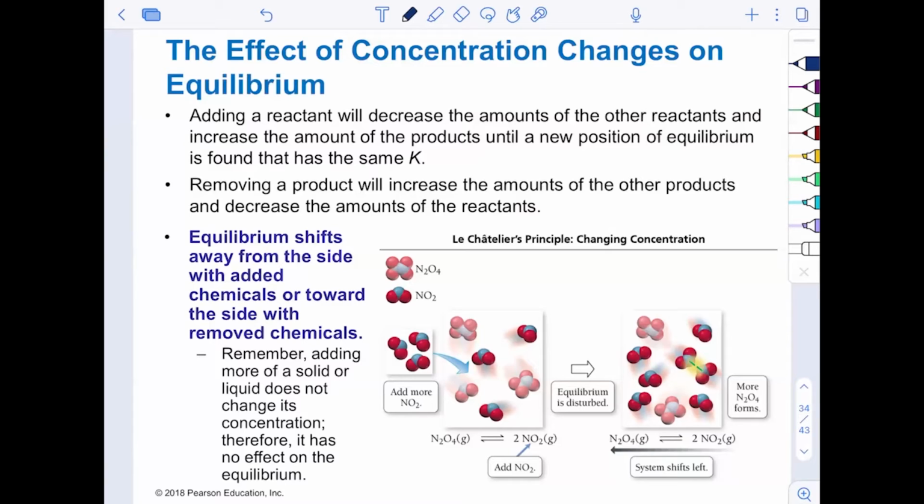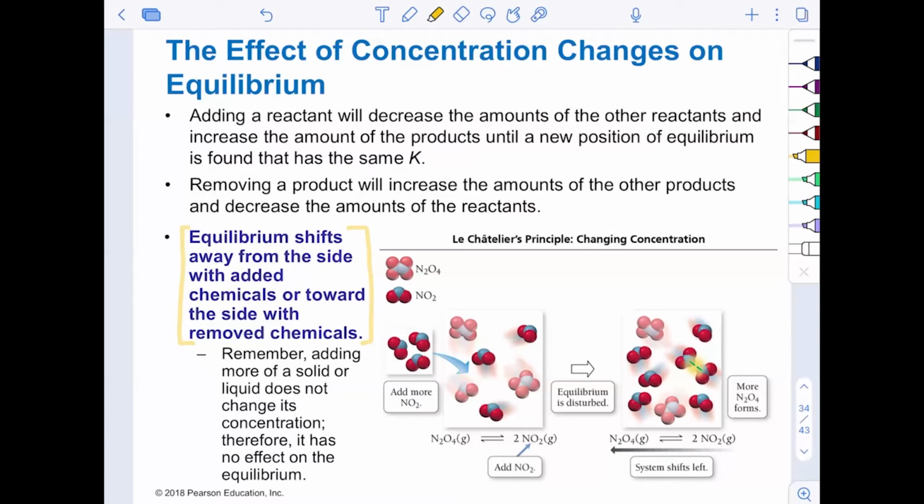Now, equilibrium shifts away from the side with added chemicals or towards the side of removed chemicals. This is the overall statement we want to focus on. If you add something, the reaction will go opposite of that side that the chemical was added. If you remove something, the reaction will proceed to fill that void. And remember, adding a solid or a pure liquid is not going to change any concentration. Therefore, since it's not written in the K, our equilibrium expression, it's not going to affect our equilibrium.